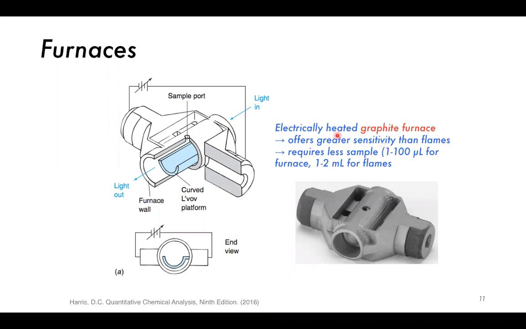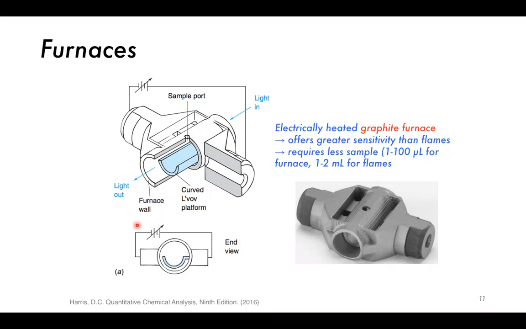So the furnace is built like this. There's a picture of one. Here we have a schematic. We have the furnace part in the middle here, where the light comes in and the light goes out. That's what we're going to use to measure. We have this attached to a circuit, which is what we're going to heat with. Then we have the place where the sample will be placed, which is the curved L'vov platform, named after the person who created this setup. And then we have the furnace wall around here.